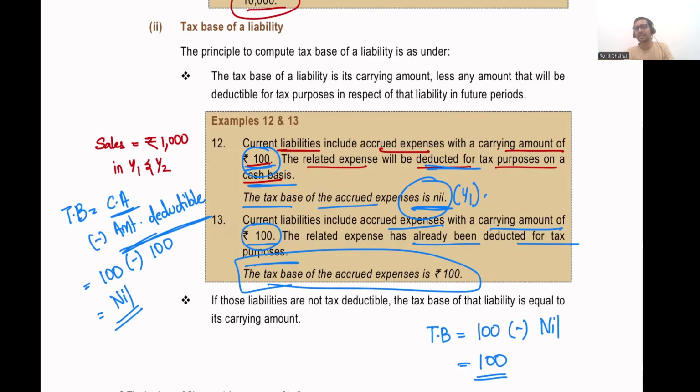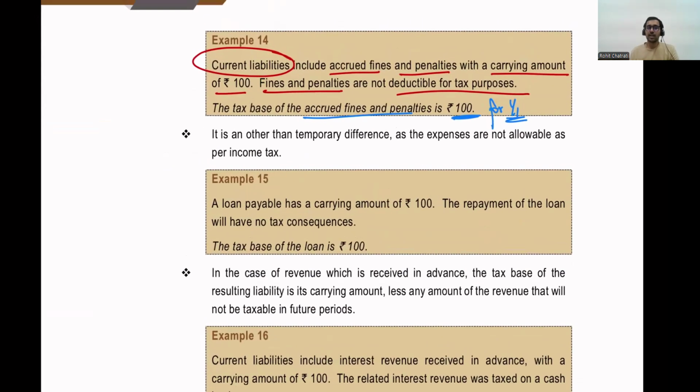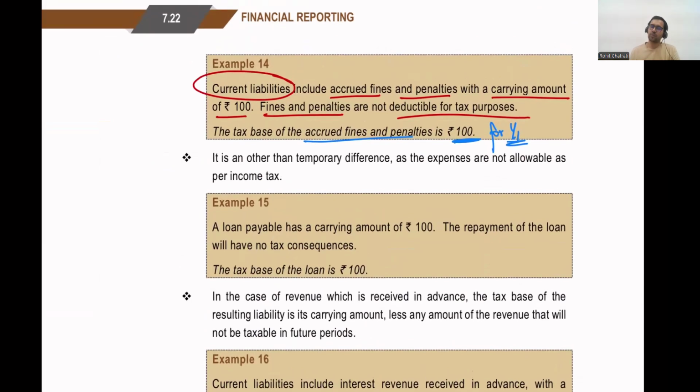Therefore, if you prepare a tax balance sheet, accrued expenses would appear on your tax balance sheet also at 100 rupees. So carrying amount is 100, tax base is also 100, and therefore you're going to have zero temporary difference. That is with regards to example number 13. Let's look at example number 14. We did this already using the logical approach, but let's do it using the rule-based approach.